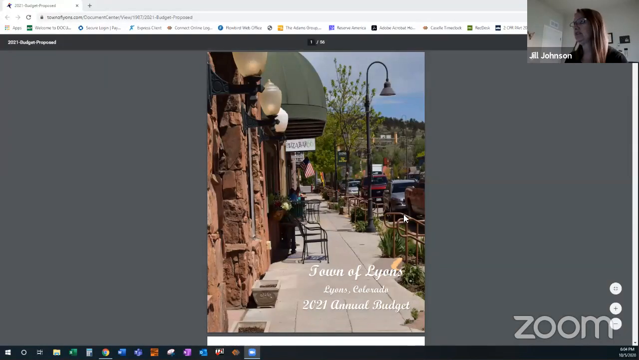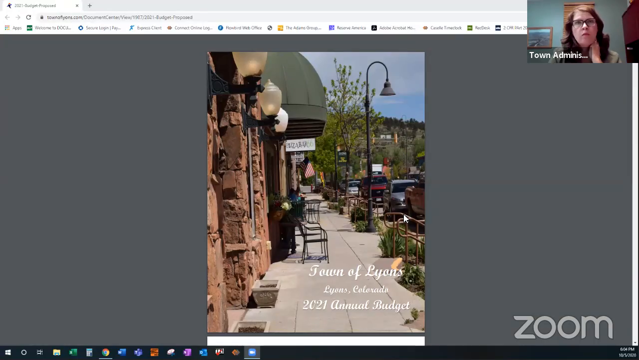And let's see if I get the right one. Okay, so can you see my screen? And it should show downtown Main Street. Yes, we can. Fantastic.